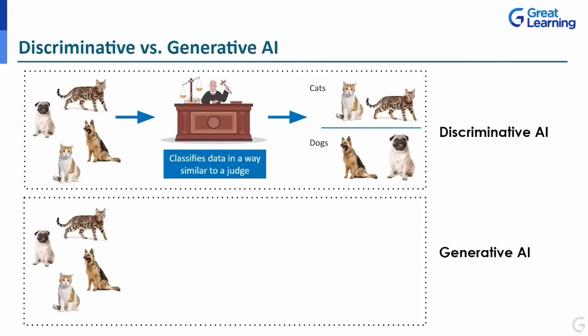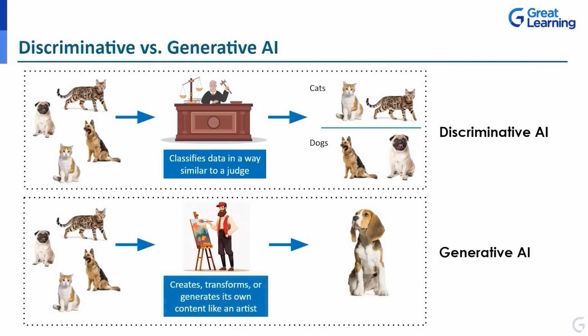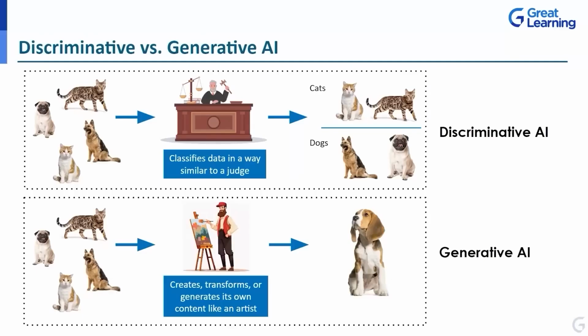You have a similar set of cats and dogs, but now your generative AI is acting like an artist. It creates a new species of dogs for you. That's why generative AI is nothing but an AI system that transforms, creates, generates your own content based on your instructions, like an artist.